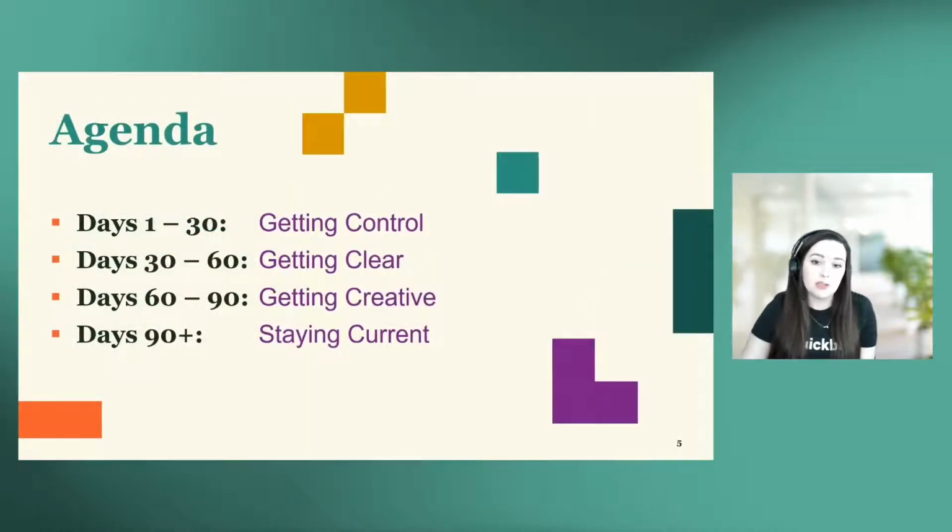The playbook I just mentioned is broken up into 30-day periods, so everything is just a bit more digestible. And that's exactly what this session will follow. Keep in mind that these timeframes can fluctuate, so this is just a benchmark for that timeframe. There are going to be 4 phases that we'll review during the quick hit today, and those are getting control, getting clear, getting creative, and staying current.